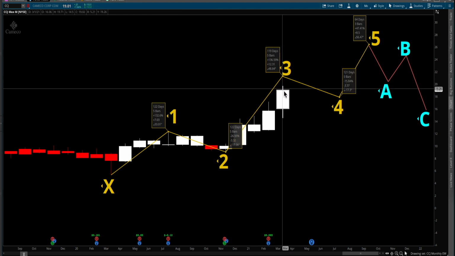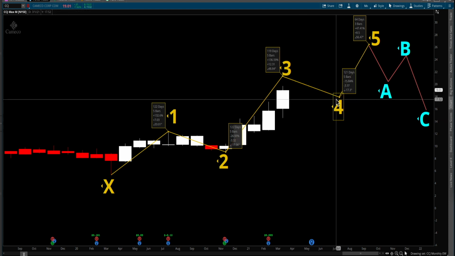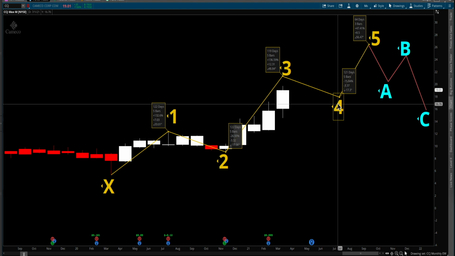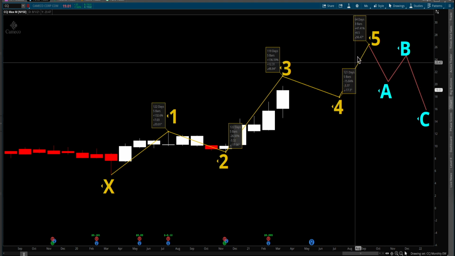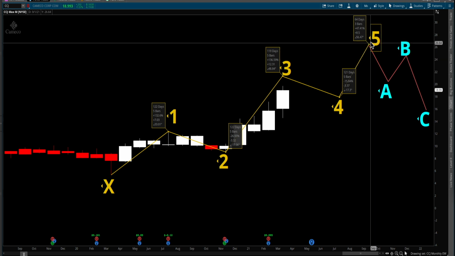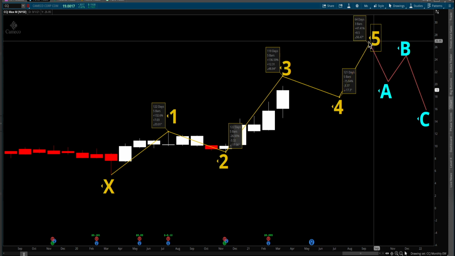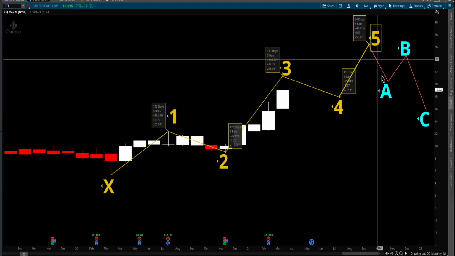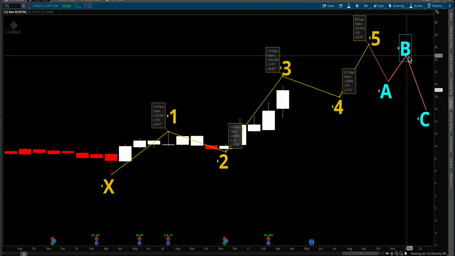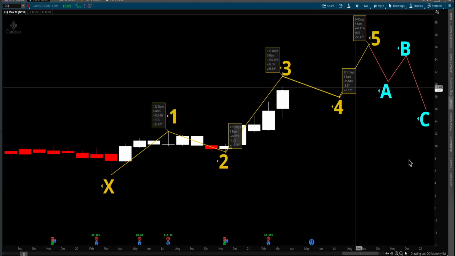And wherever it ends, if it's here, then in Elliott theory, it should pull back, have a correction into wave 4, and then do an impulse and finish up on a wave 5. I'm not saying that this is the price, but just in theory. And then after it does a wave 5, it corrects into an A, B, and then it goes down C, and then the cycle starts all over again. 1, 2, 3, and it continues on.